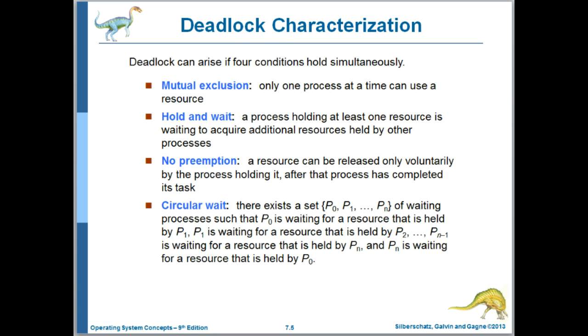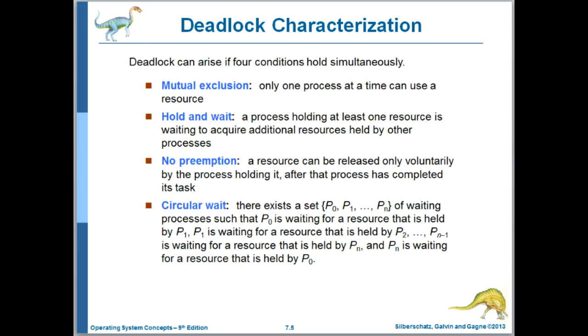All right, so all four of these conditions have to hold simultaneously for a deadlock to exist. These are necessary, but not necessarily sufficient conditions. So mutual exclusion, we assume that only one process at a time can use a resource. Hold and wait, which says that a process is allowed to hold resources while requesting additional resources. No preemption, that says that the operating system can't take away resources being held by a process from that process.